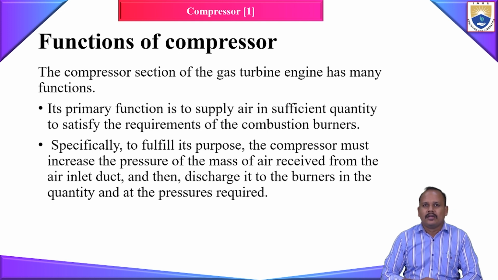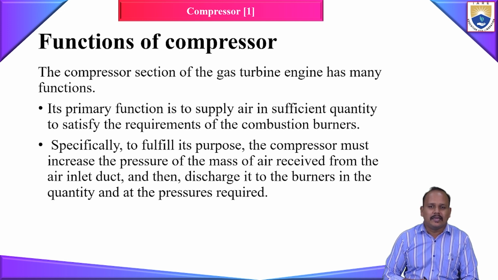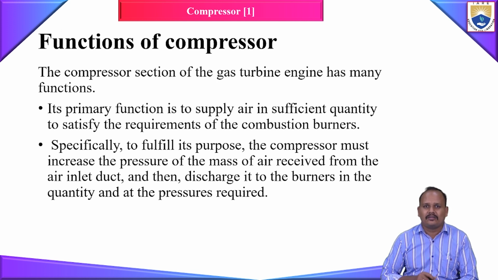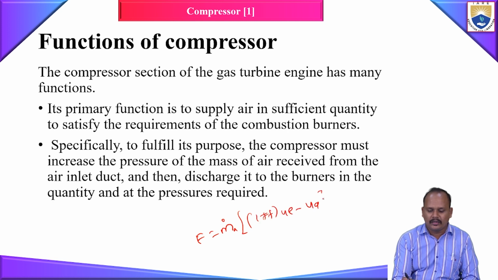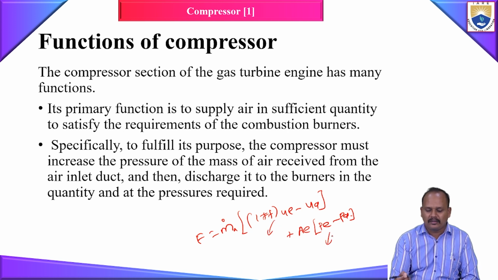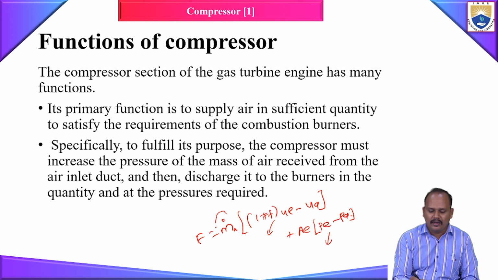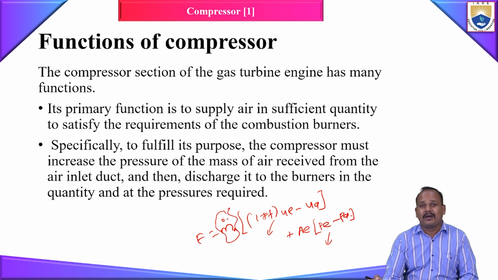Okay, your gas turbine is basically the control volume, since your volume is fixed. We have a thrust equation: F = m dot A times (1 + f) UE minus UA, plus A times (PE minus PA). So your momentum thrust part and pressure thrust part, whatever it is, is basically the product of your mass flow.